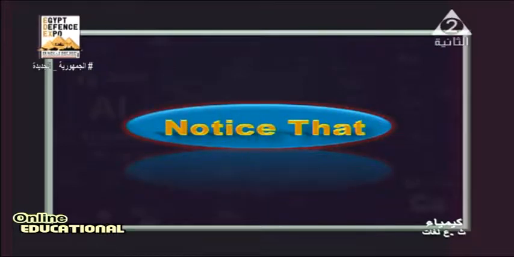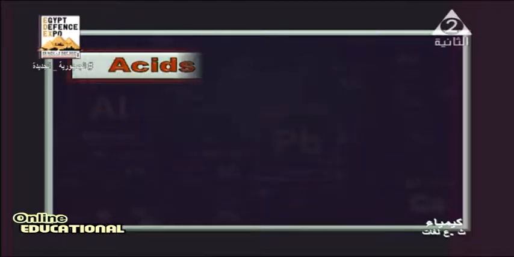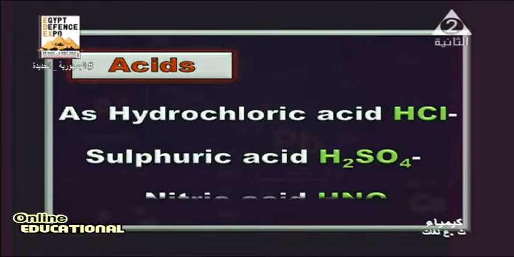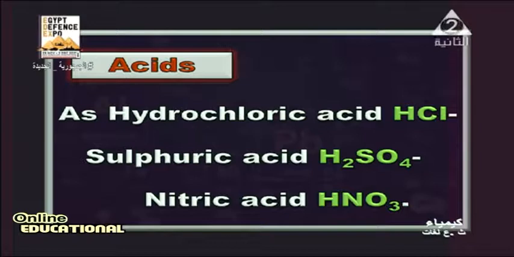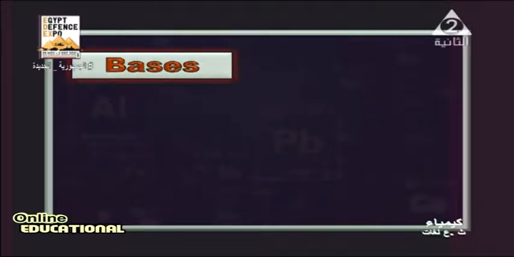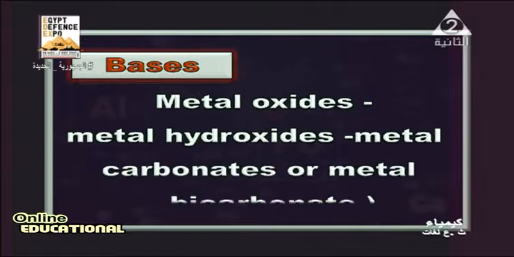My dear student, notice that the acids are hydrochloric acid, its chemical formula HCl, sulfuric acid, its chemical formula H2SO4, and nitric acid, its chemical formula HNO3. Bases are metal oxides, or metal hydroxides, or metal carbonates, or metal bicarbonates.